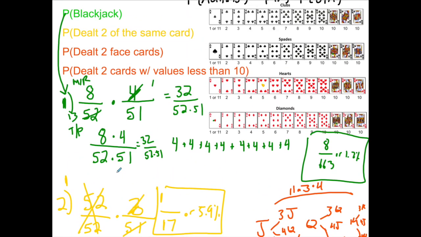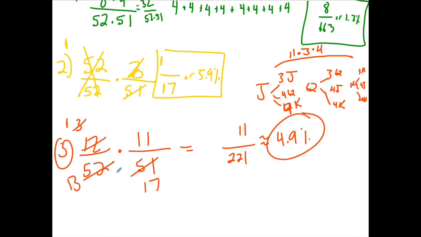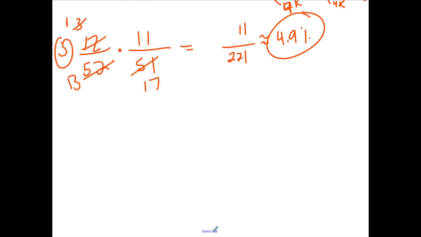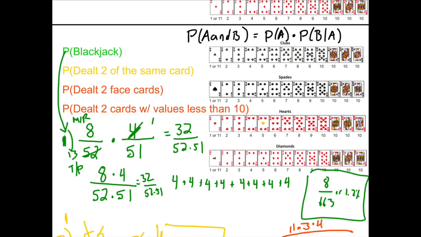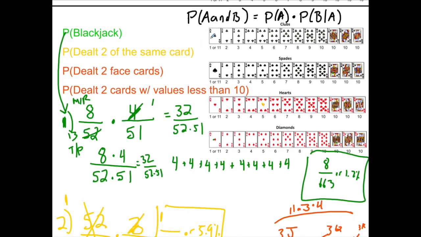All right, last one, dealt 2 cards with values that are less than 10. Can't be equal to, but are less than 10. For the purposes of this, we're going to assume that the ace is allowable because the ace is considered to be 1, possibly. If you didn't factor that into your math, I would consider doing that. So how many cards are values less than 10? 1, 2, 3, 4, 5, 6, 7, 8, 9.